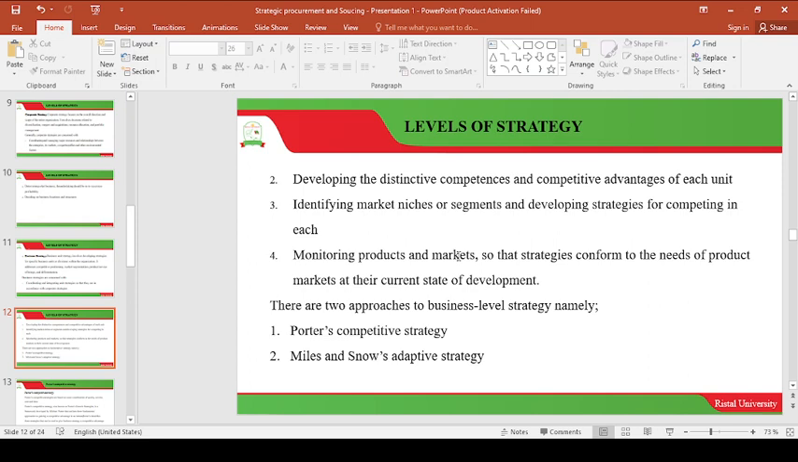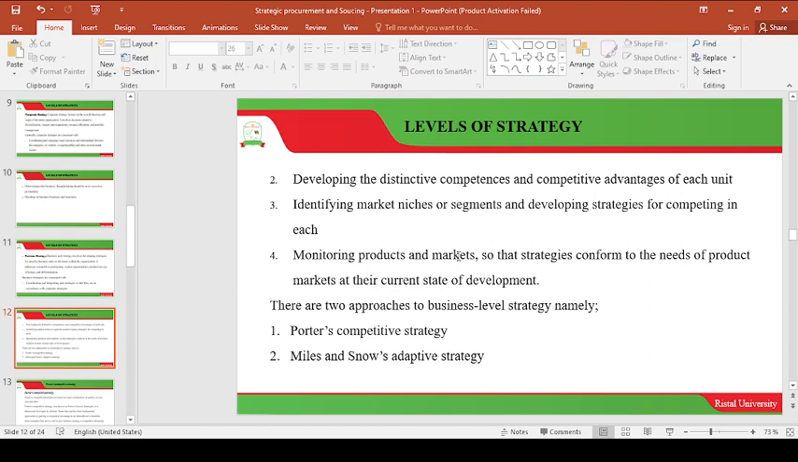Because if you concentrate in only one small market segment, it means that the resources that you will use for delivering or distributing this good will be low, not too much than selling in the big market. So developing strategies for competing in each, this is done under the business strategy.